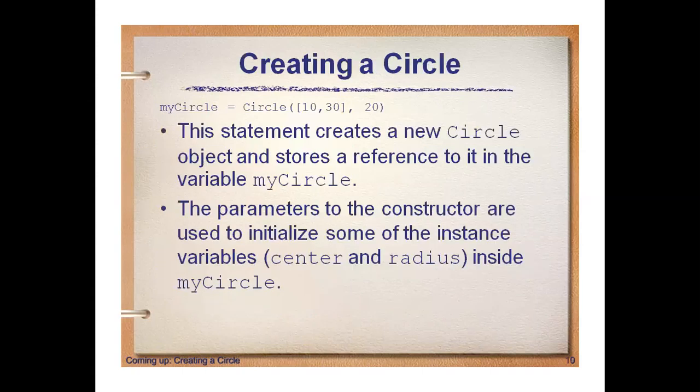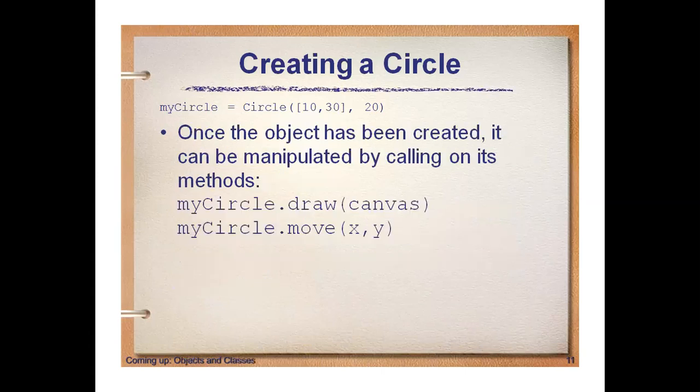Then how are we creating a circle here? Let's understand the system. My circle is equal to Circle, in which I'm passing the parameters 10, 30, 20. So this statement creates a new circle object and stores the reference to it in the variable my circle. Now the parameters of the constructor are used to initialize some of the instance variables, center and radius, inside my circle. The words are simple. I'm not required to explain anything here.